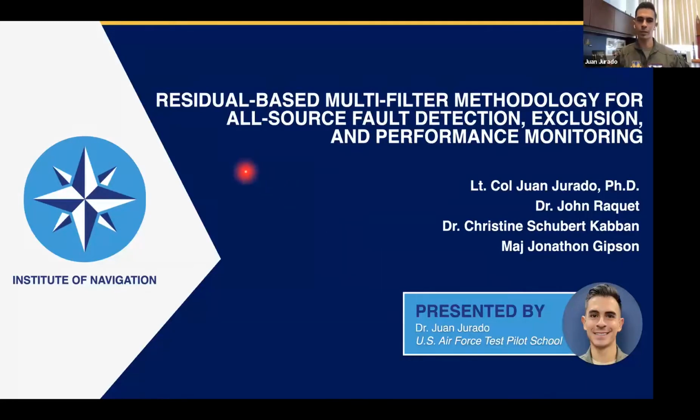And what we're going to focus on really is this idea of all source. We've seen a lot of fault detection, FDE, algorithms in literature for a lot of different applications. What John Raquet and I wanted to do, along with our other authors, is to come up with an algorithm that is capable of performing some of the techniques that we know and love for FDE and integrity guarantees, but in a system that is informed by not just satellites, but sensors of all types, which is something we've been working on for a couple decades now, this idea of all source or alternative navigation. So this is what this paper is about.